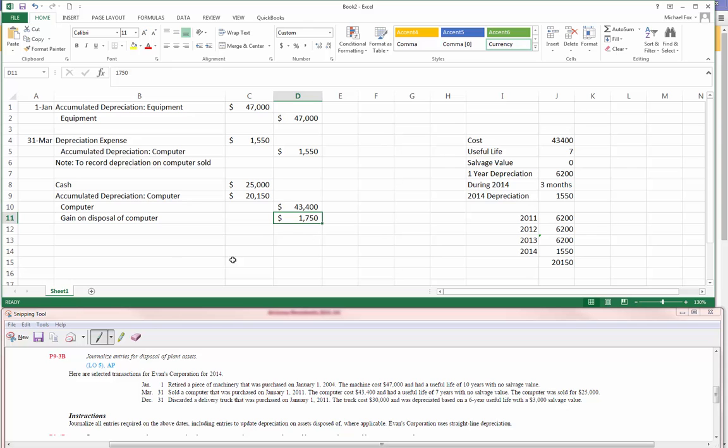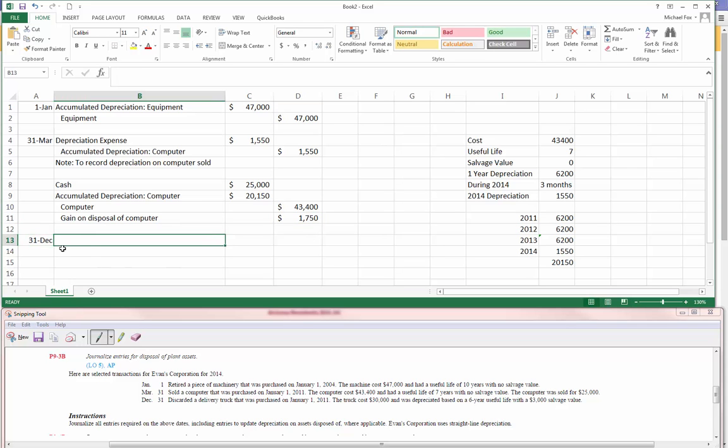All right. So finally, December 31st. We discarded a delivery truck that was purchased on January 1st, 2011. The truck cost $30,000 and was depreciated based on a 6-year useful life with a $3,000 salvage value. So again, they purchased this 3 years ago, but they had a 6-year useful life, meaning it isn't fully depreciated yet. So I'm just going to use my little work area again over here.